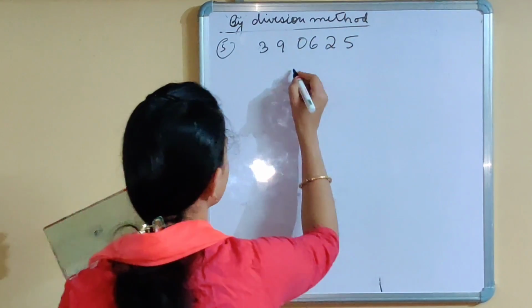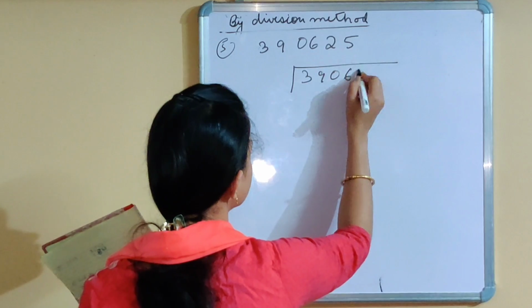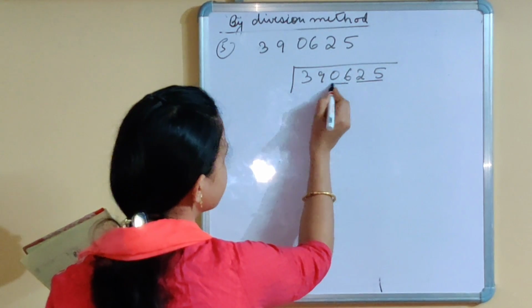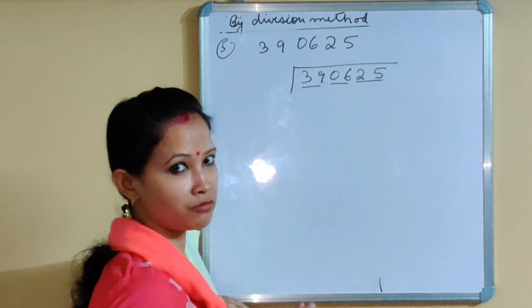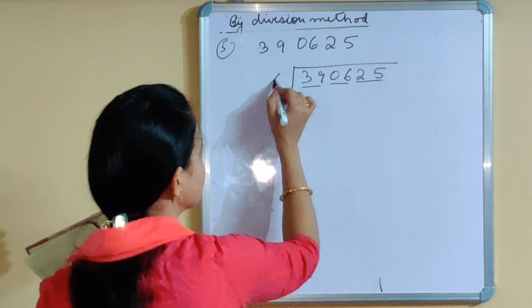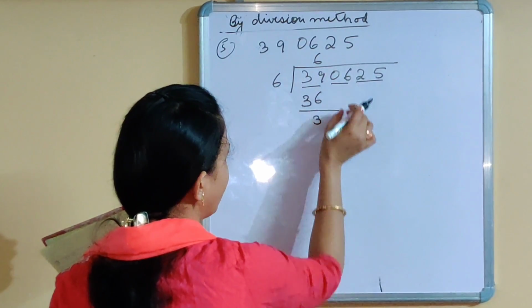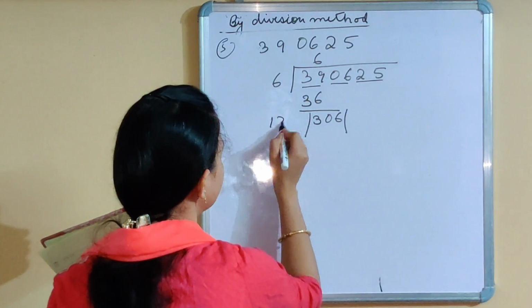390625. So here also we'll do the pairing from the back side. Got 39. So almost we have done some problems, so we'll do it a bit fast. So 6, 6, 36. This will be 3 and this will be 306. Double of 6 is 12.